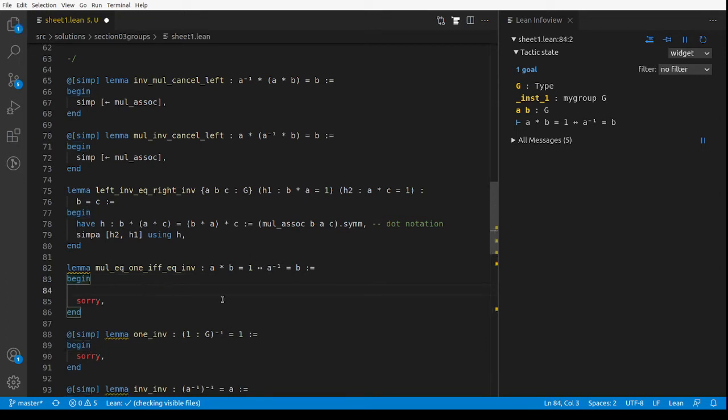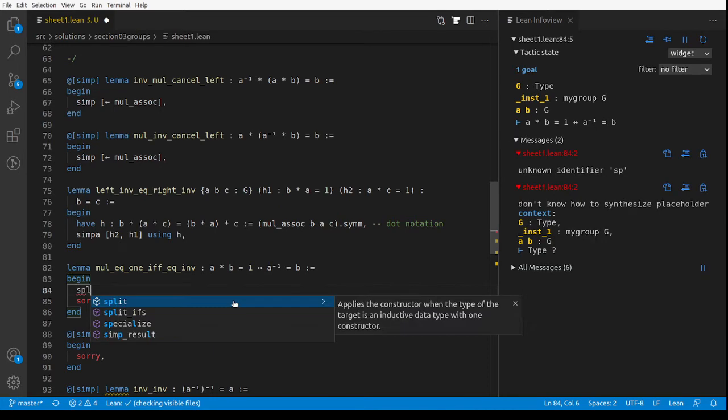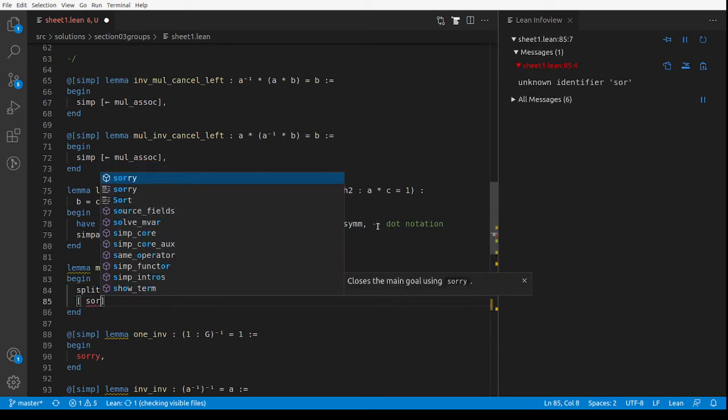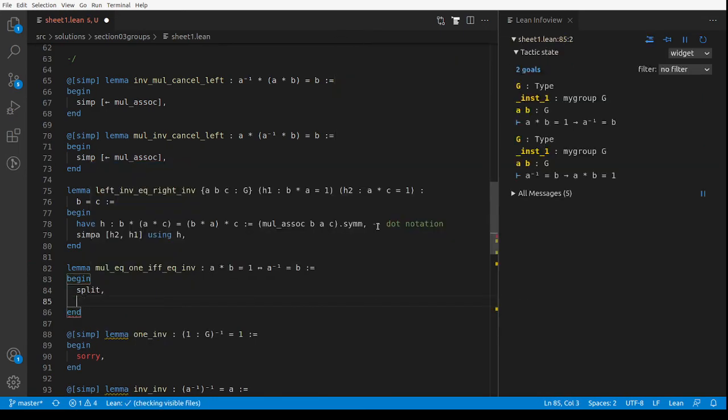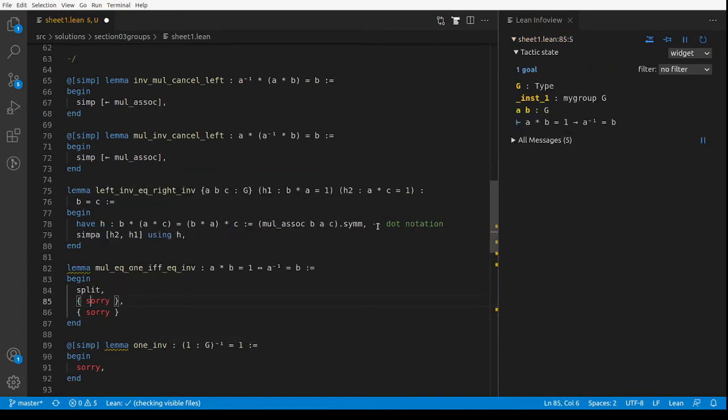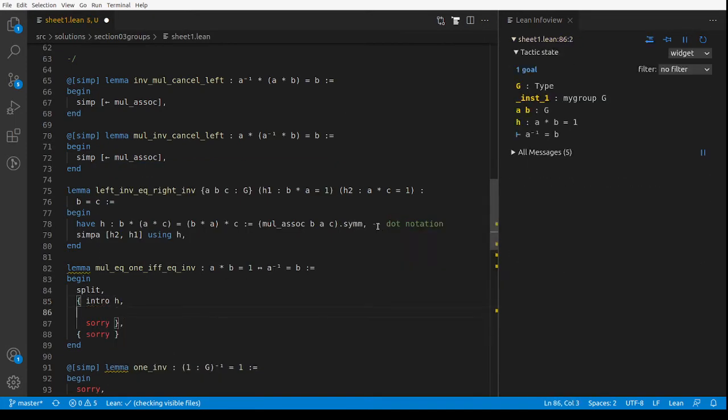And I don't really see any way of, I think we're going to have to split this. So we're going to split an if and only if, and now we've got two goals. So let's put them into two different boxes. There we are, two different boxes. So what's the proof of this one? I guess intro H is the way to start.